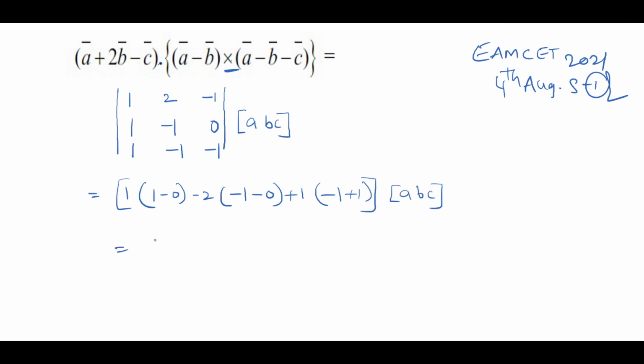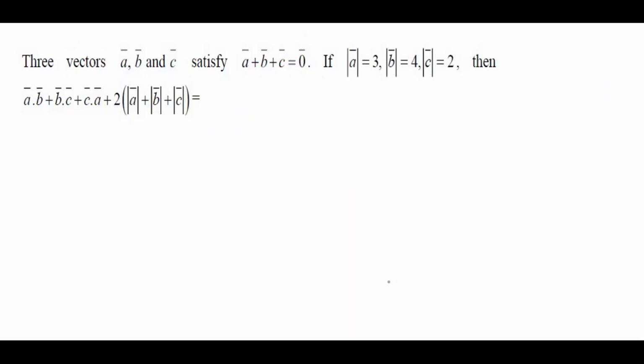That is equal to 1 into 1, 1 minus 2 into minus 1 plus 2, this is 0, 1 plus 2 into box ABC, that is equal to 3 of box ABC. This is the required answer.